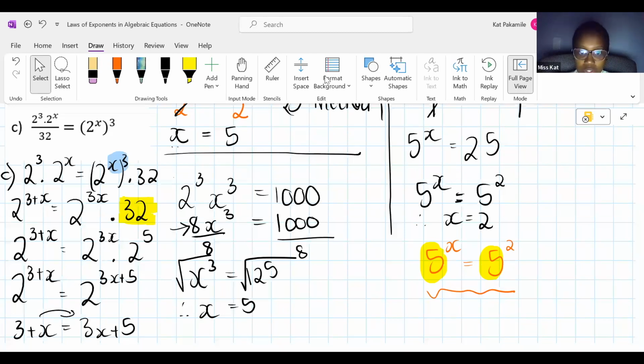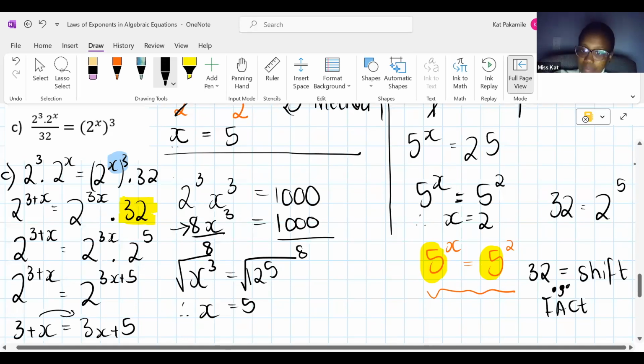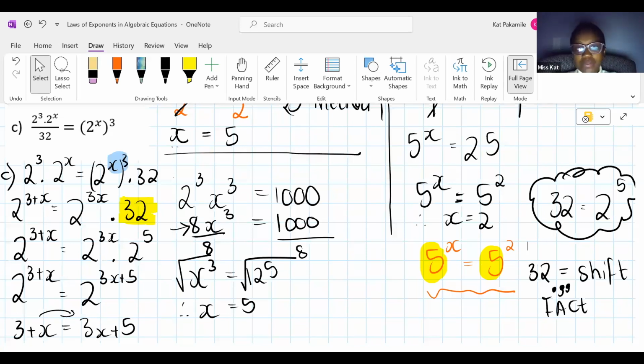Okay. Olerato said, how did you get 2 to the power of 5? We changed 32 to something with a base of 2. So we made it 2 to the power of 5. So you go on your calculator, remember, say 32 equals, you press shift, and the button that has a fact on top. That's the one with the commas and semicolons. And that will tell you that 32 is the same as 2 to the power of 5. Okay? Can I make it simpler? Not really, no. You still have to change 32 to 2 to the power of 5, okay?